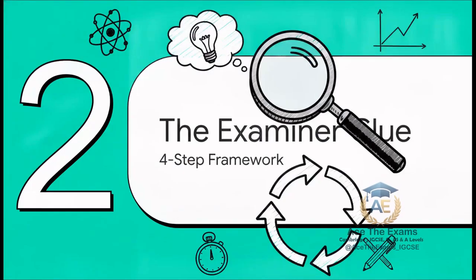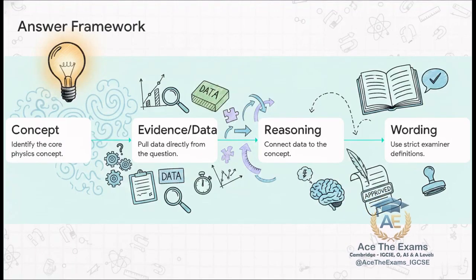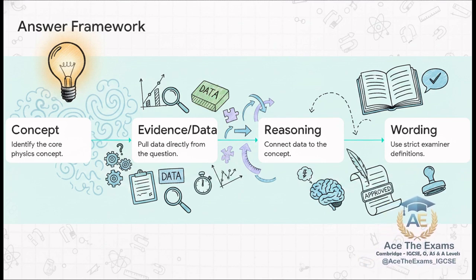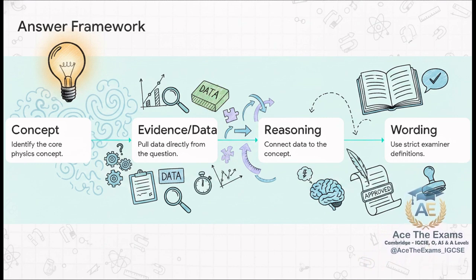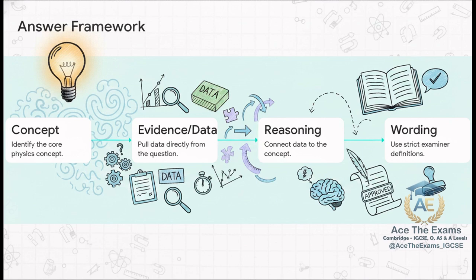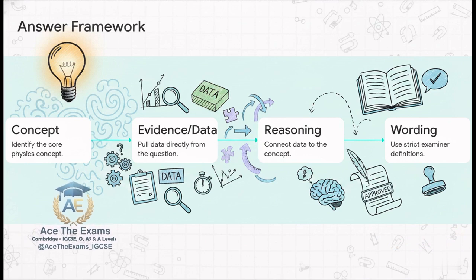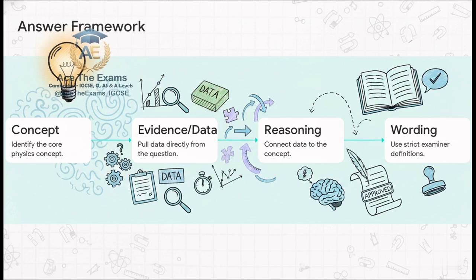Section 2. The ultimate examiner clue and 4-step framework. I'm about to show you the exact examiner clue that changes your practical answers completely, ensuring you never drop these marks again. But first, you need the underlying framework that makes that clue super obvious in the exam hall. Whenever you face a practical investigation or data analysis question, you have to build your high-mark answer using this exact 4-step sequence. Step 1, identify the concept, like random error or precision.